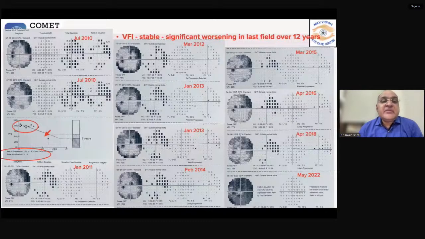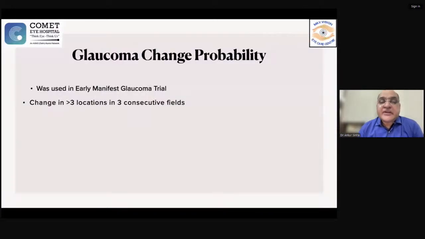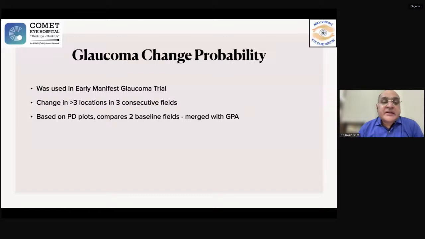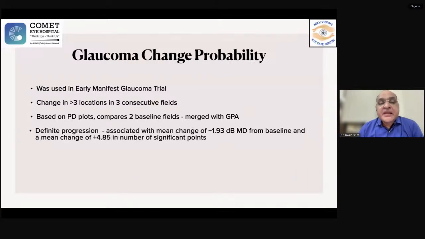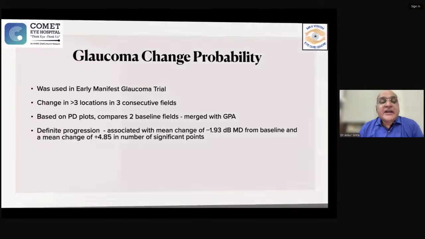It was first used in the early manifest glaucoma trial. Again, change in more than 3 locations in 3 consecutive visual fields is considered as significant. It is again based upon the pattern deviation plots and compares the 2 baseline visual fields, which is merged with GPA. Now, definite progression, whenever we label in GCP, it is associated with a mean change of approximately 2 decibels from the baseline. And this mean change should come in approximately 5 significant points, which will be significantly depressed beyond a point.